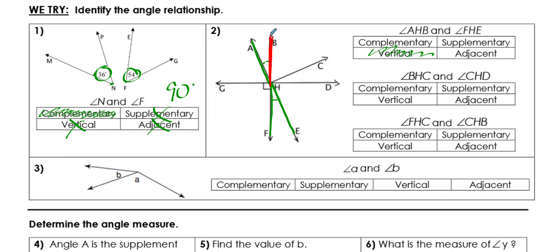BHC, B to H to C, and CHD. Those two angles together make that corner, so this angle and this angle are complementary. They're also directly next to each other. They share this common side, and they share that vertex. Those are adjacent.